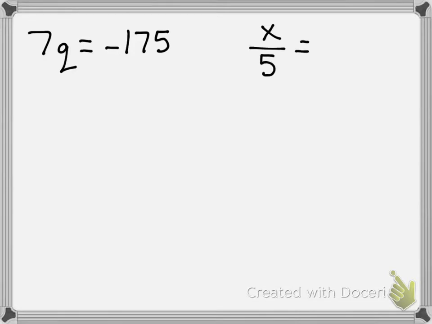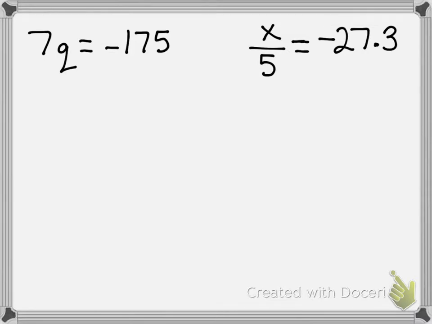Let's try one more equation. One more multiplication, and one more division equation. 7q is equal to negative 175, and x over 5 is equal to negative 27.3. Go ahead and stop the video and work out both these problems by yourself.